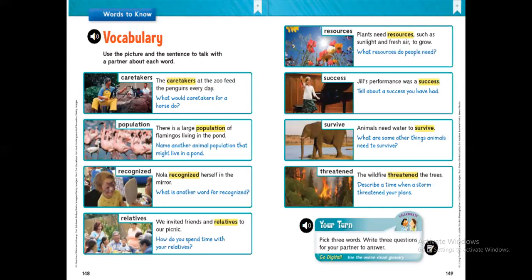So again, what's the meaning of caretakers? The people who take care of people or animals. Population, the population of animals, all the animals of the same kind who live in one place. Recognize, to remember someone from the past. Relatives, when two people are relatives, they are from the same family. Resources means the things that are available to be used when needed, like water, air, soil. All of these are resources. Success, when something is a success, it ends well. Survive, when someone survives, he stays alive. Threatened, that means, for example, it's in danger of being hurt.